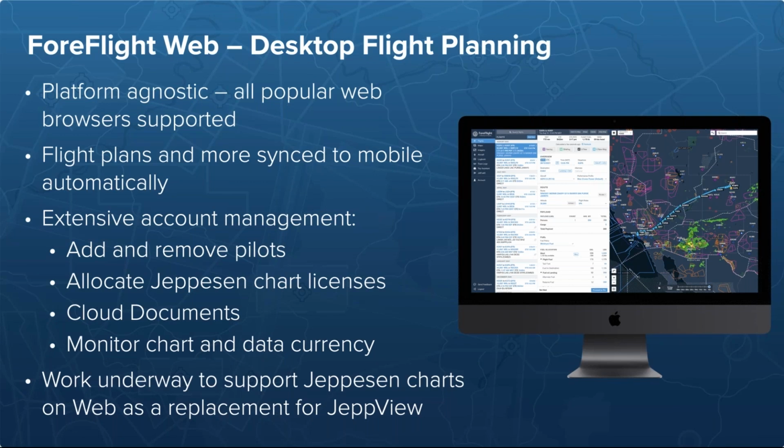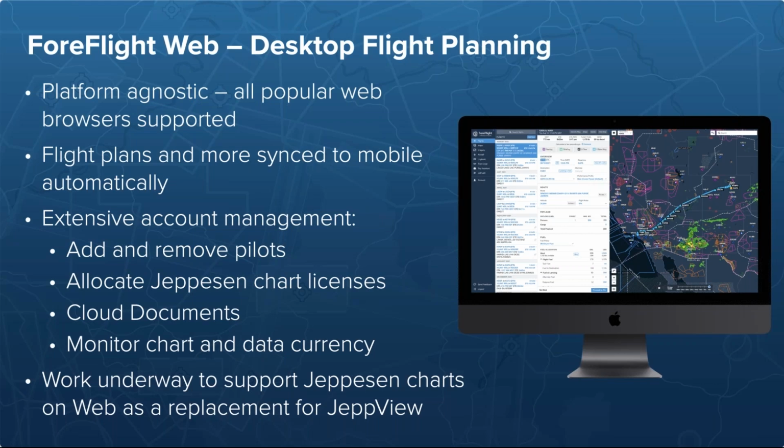And they're working on supporting Jeppesen charts on the web, on ForeFlight Web here. That's what we're working on, which will serve as a replacement for the legacy JetView desktop version, where you may be used to pulling up Jeppesen charts and seeing them electronically, digitally, or printing. We're working on pulling that feature into the ForeFlight web version as well. So a lot of work is being done, and more to come very soon on that.